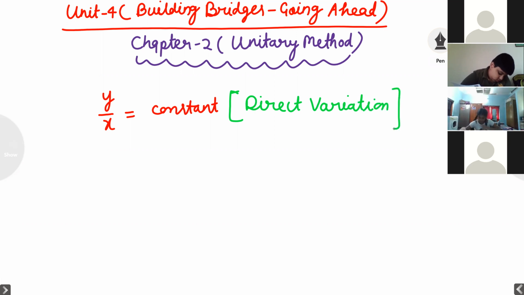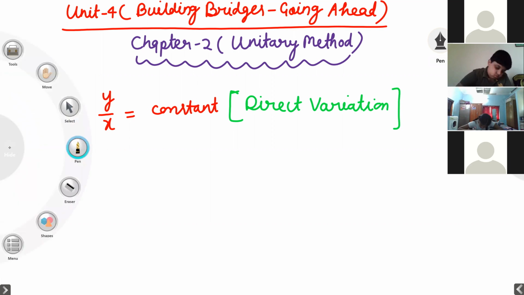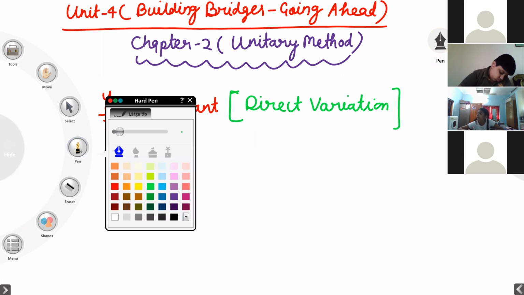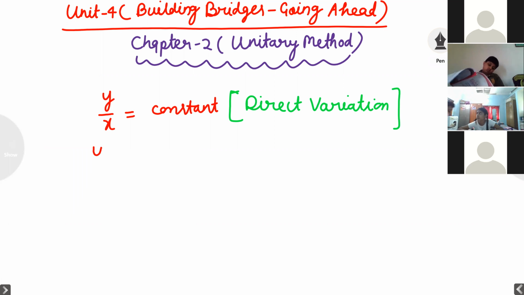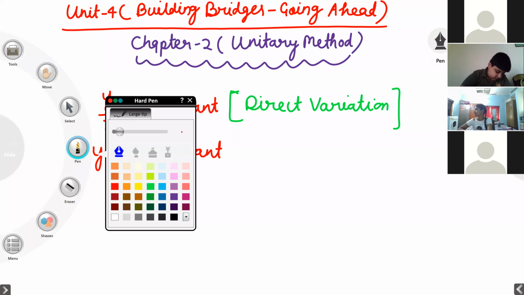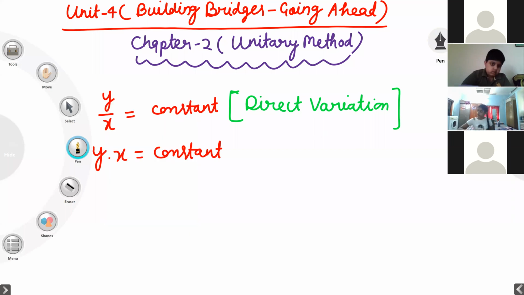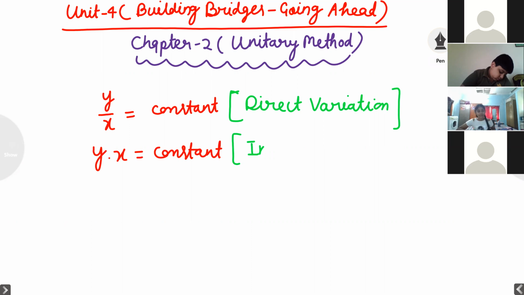This is a very interesting concept, students. Actually, you will learn it in the higher classes like 7th class and 8th class, but I am explaining here only, don't worry. Second, Y into X is equal to constant. That is called inverse variation. Constant means any number. Okay.